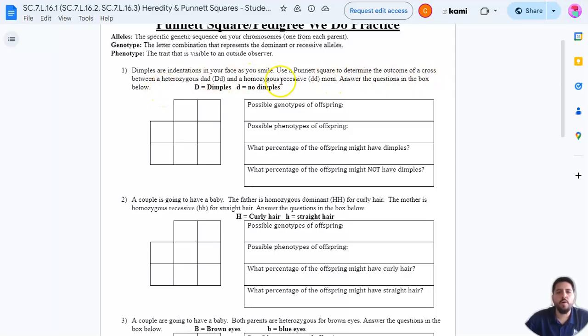So if dad is heterozygous, we're going to put a, and again, it doesn't matter which side you put it on, but let's just put dad because it's the first one on top. And we'll put a capital D and a lowercase d. And homozygous recessive mom would be 2 lowercase d's.